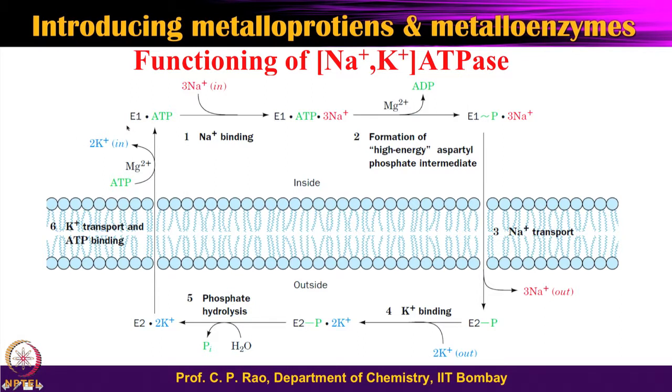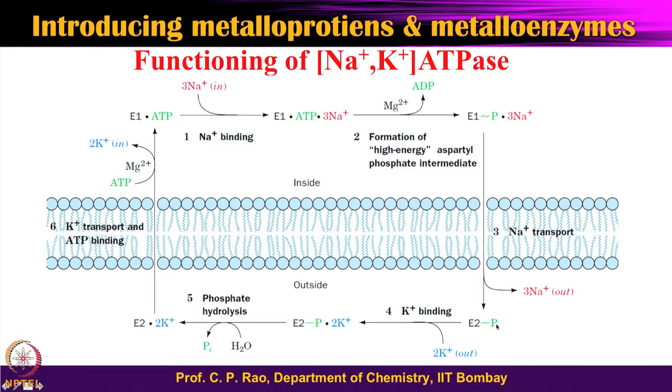We have E1, one of the conformational states of the protein, and of course, the ATP binds, then it is active, and at that stage the sodium ions are taken in. Okay. So, the sodium binding takes place, and therefore you have E1 ATP sodium. At this stage the magnesium ions will activate the ATP and convert it into ADP and attach one of the phosphate groups to the protein. So, that is where it adds to the protein.